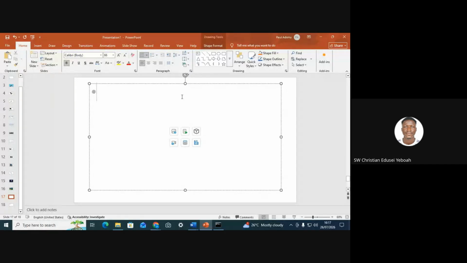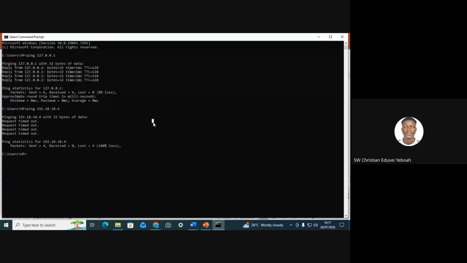Please, sorry. With the IP address, I just entered to see something, and it gives me the reply from 127.0.0.1, bytes 32. Then it says time 1 ms, and then we have TTL 128. Kindly, what is the meaning of TTL equal to 128?